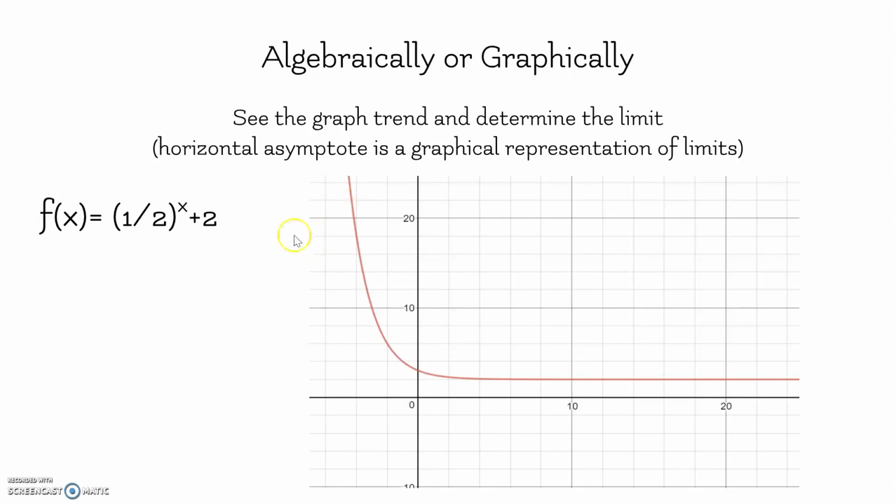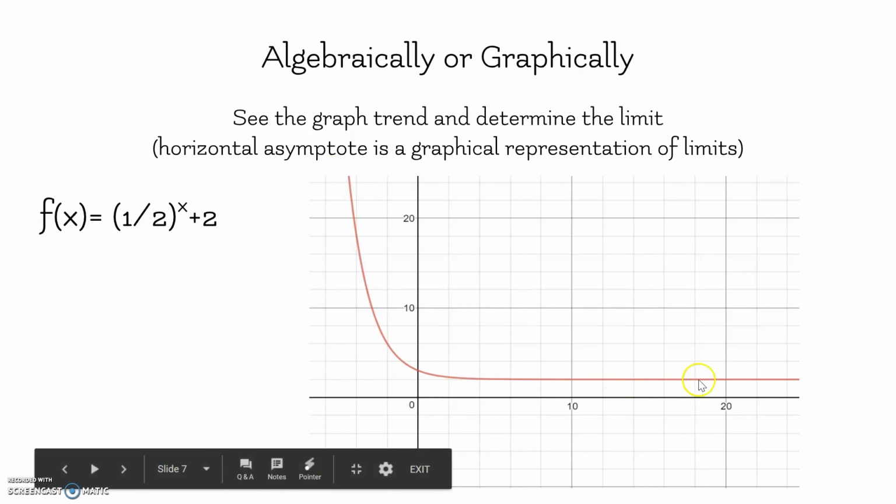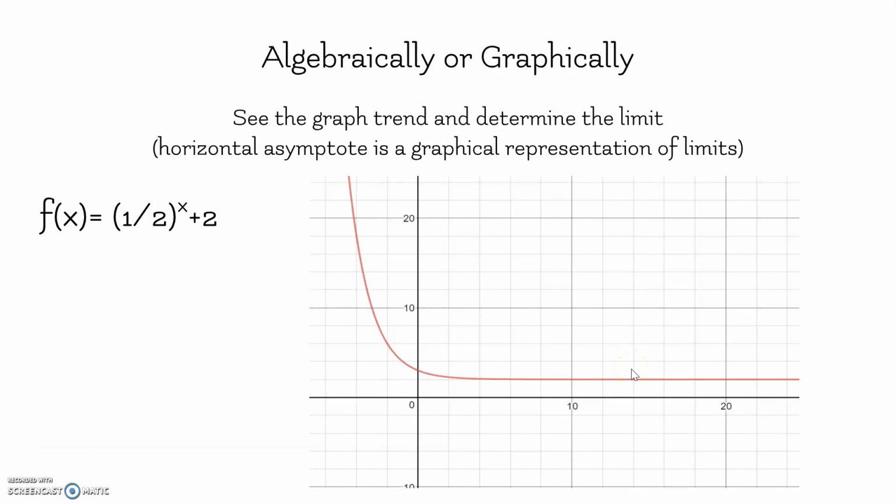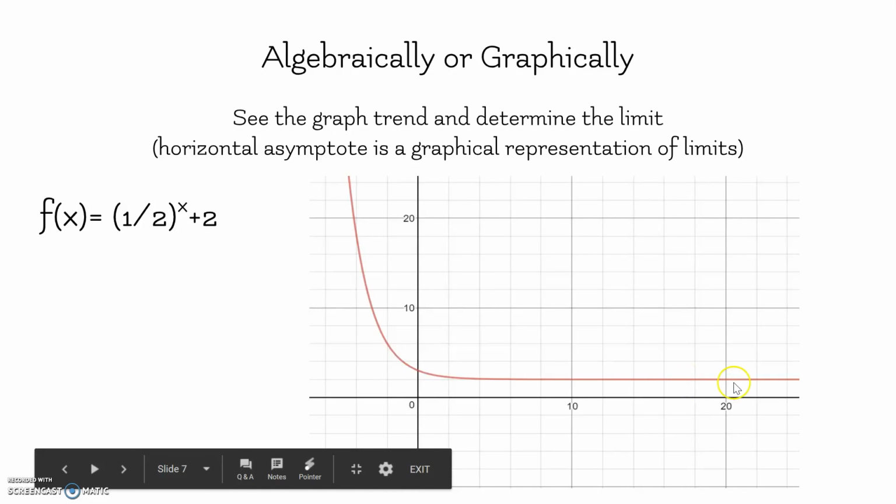Here's the graphical representation of the following function. As input is heading towards infinity, the function is actually approaching a value. If you constantly extend this graph towards infinity of the input, it eventually approaches 2.